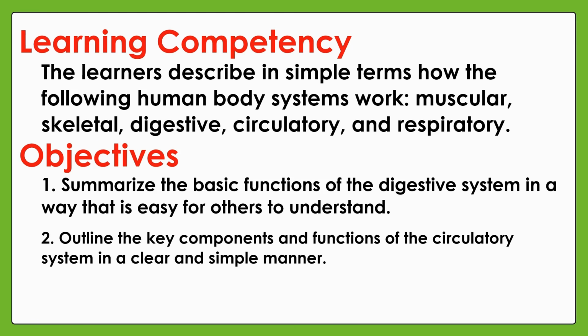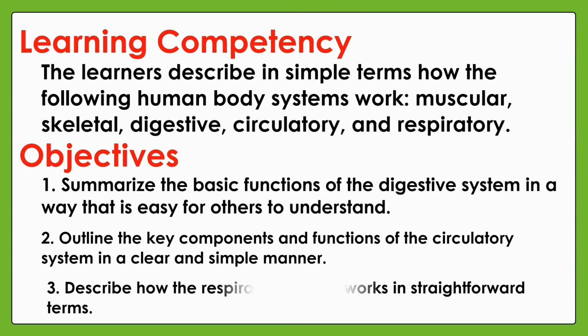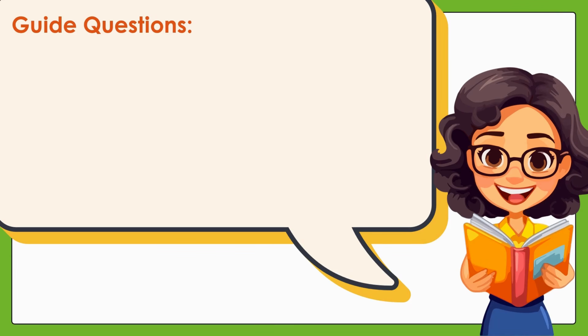Number 2, outline the key components and functions of the circulatory system in a clear and simple manner. Number 3, describe how the respiratory system works in straightforward terms. Before we start the lesson, let's answer the following questions.